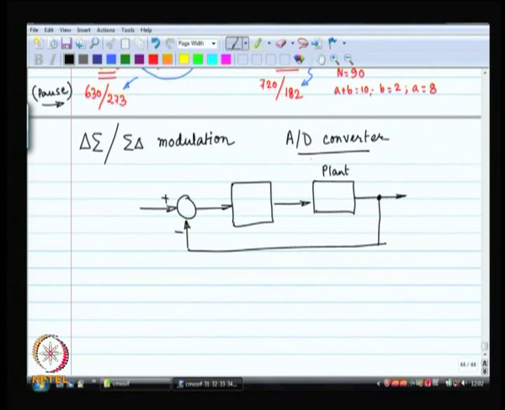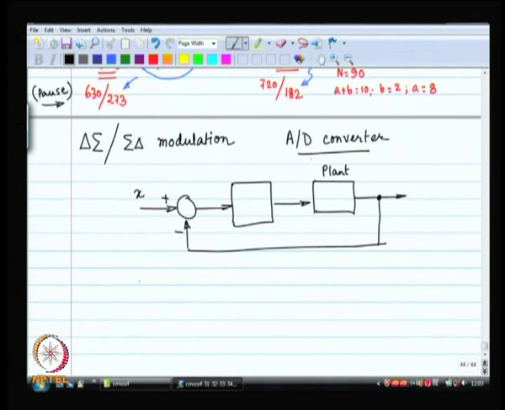Control system, this is how it looks. I am going to call the input x of t, actually let us call it x of n, let us make it a discrete time system, although there is no reason to make it discrete time. Let us call it x. It could be a discrete time system, it could be a continuous time system, that is your business completely. This is a feedback control system, and a sigma delta modulator is just another feedback control system.